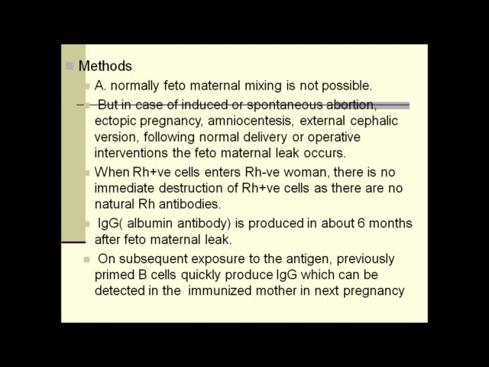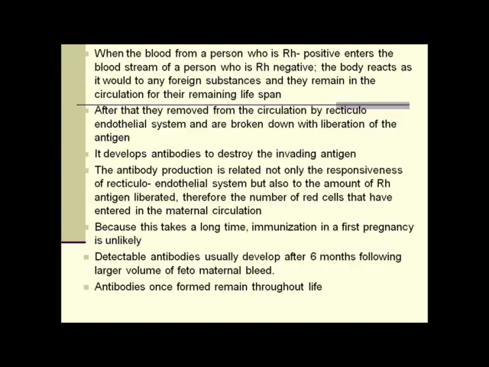The IgG is an albumin antibody produced about 6 months after the fetal-maternal leak. On subsequent exposure to the antigen previously encountered, B cells quickly produce IgG, which can be detected in the immunized mother in the next pregnancy.